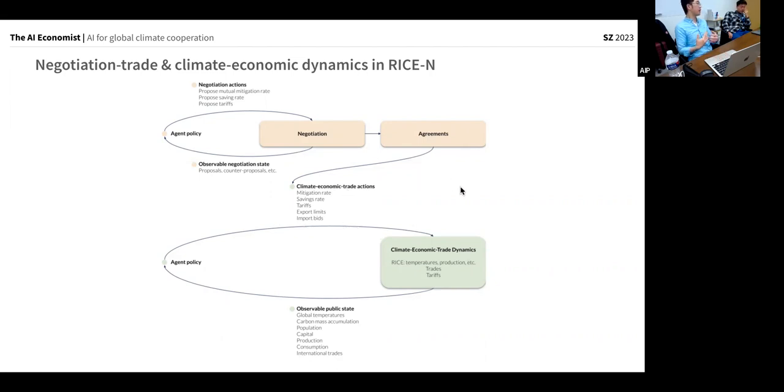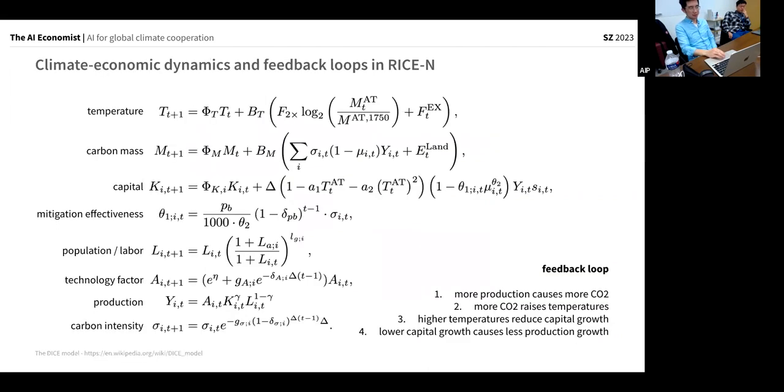Because if you agree to mitigate by this much, meaning you're committing to emitting less CO2, right? Then that's going to impact the climate and the economy.